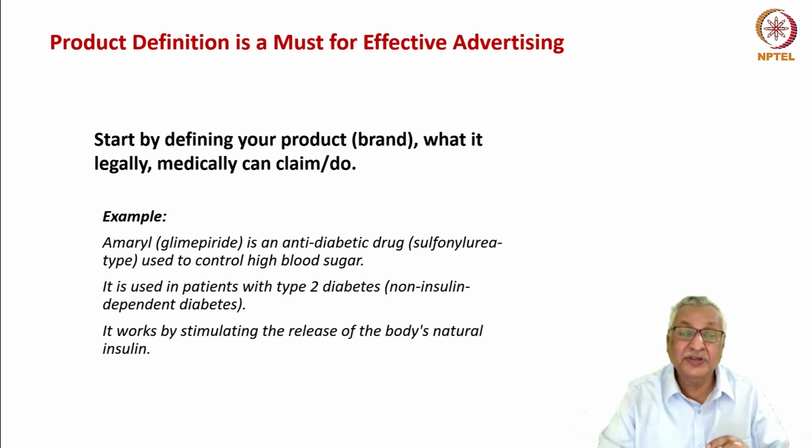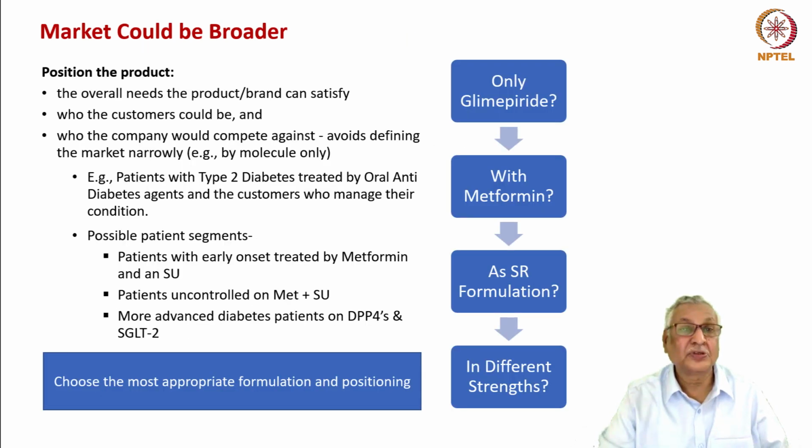It is used in patients with type 2 diabetes, that is non-insulin dependent diabetic people, and not in insulin dependent type 1 diabetic people. It works by stimulating the release of the body's natural insulin from the pancreas beta cells. What could be the market for this? Should it be only a tablet? Actually, a type 2 diabetes person could have several other oral anti-diabetes agents, and some of them could be combined with the molecule which you have chosen, which is glimepiride.